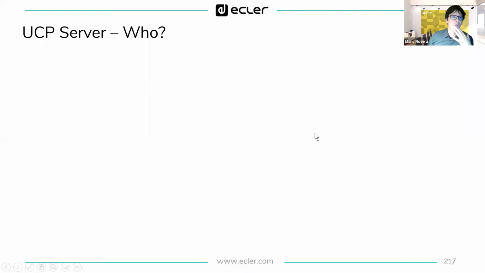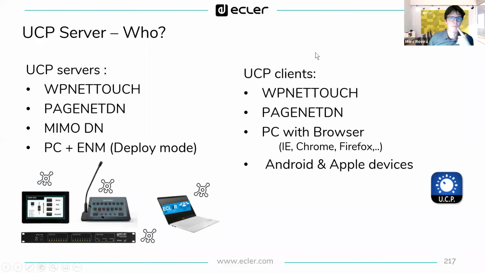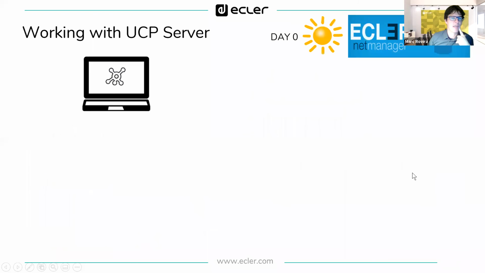Okay. Who can act as a UCP server? WP Touch, PageNet, as we know that it's WP Touch with a microphone and a lot of electronics inside, MyMimoDN, and a PC with the EclerNet Manager in deploy mode. So you activate the UCP server in the PC. Who can act as a UCP client? WP Touch as well, PageNet as well, a PC with a browser, or Android and Apple devices.